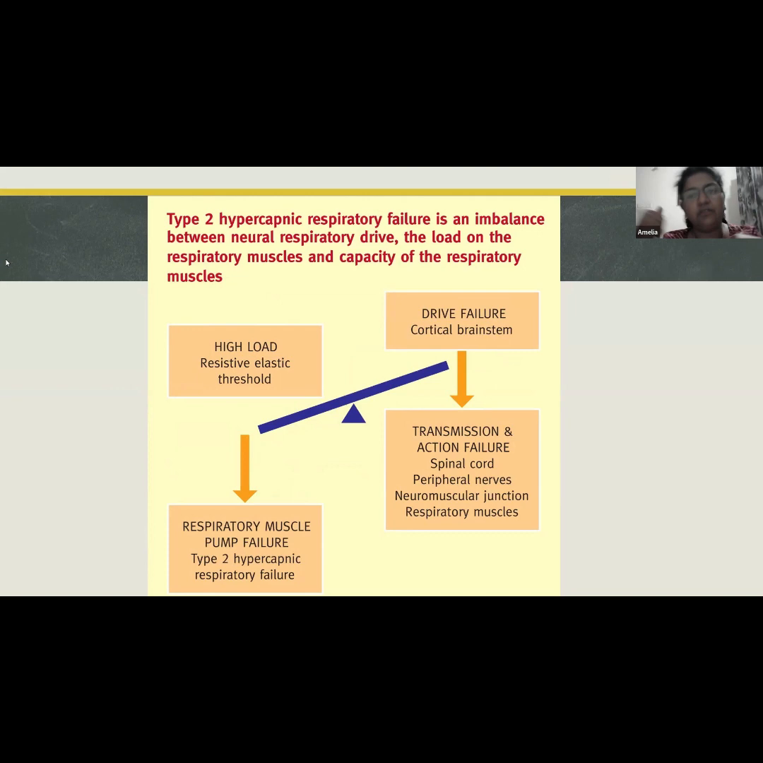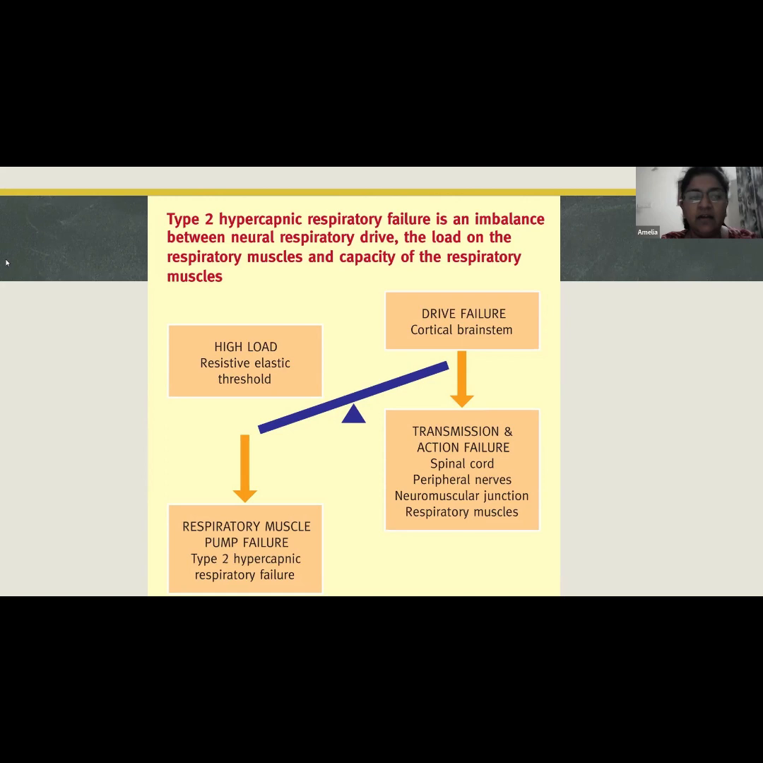So issues such as spinal cord injuries, neuromuscular junction problems, paralysis of the respiratory muscles, peripheral nerve issues, any of these problems where there is a break in communication between your central drive and the actual place that works is going to cause a retention of carbon dioxide. You're not able to actually bring out the carbon dioxide. So here you have a loss of oxygenation, and you have a retention of carbon dioxide. This is type 2 respiratory failure.